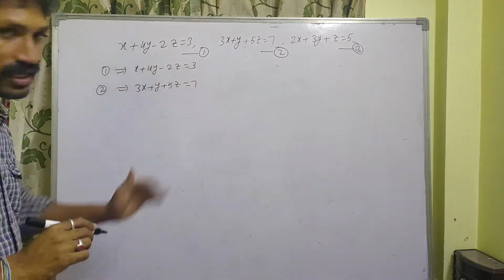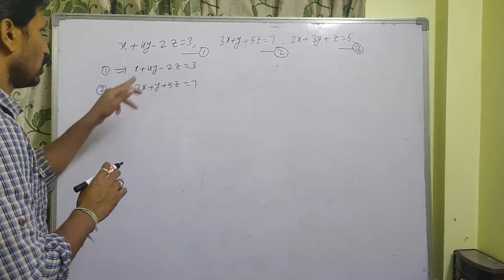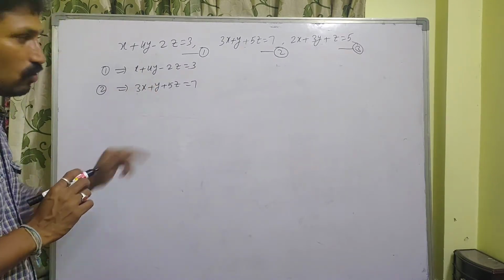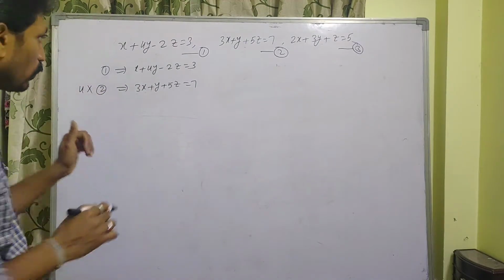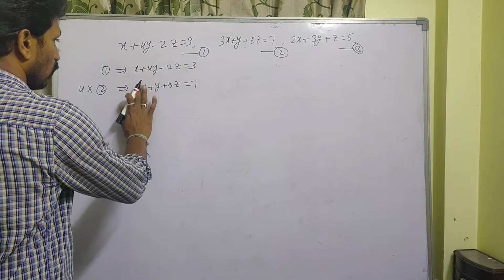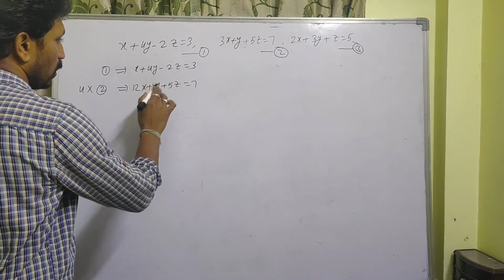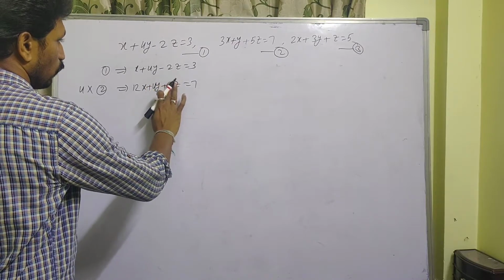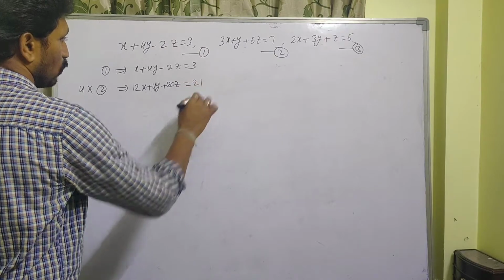I want to eliminate y here. So to eliminate y, both should have the same coefficient. So here 4 is there, here 1. So multiply the second equation by 4. So 4 3s are 12, next 4 into 1 is 4y. Next one, 4 5s are 20z, 4 7s are 28.